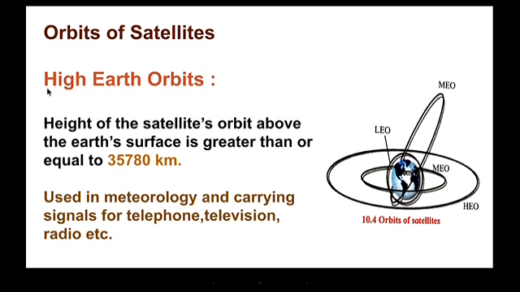First, high Earth orbits. If the height of the satellite's orbit above the Earth's surface is greater than or equal to 35,780 kilometers, the orbit is called high Earth orbit. A satellite in an orbit 35,780 kilometers above the Earth's surface will take around 24 hours to complete one revolution. The Earth also takes almost 24 hours for one revolution.